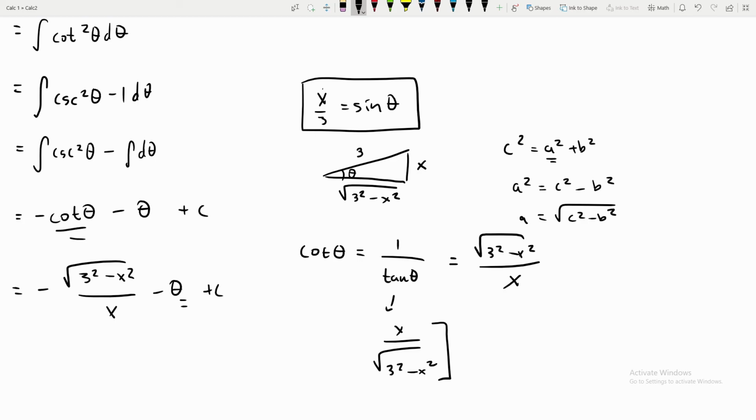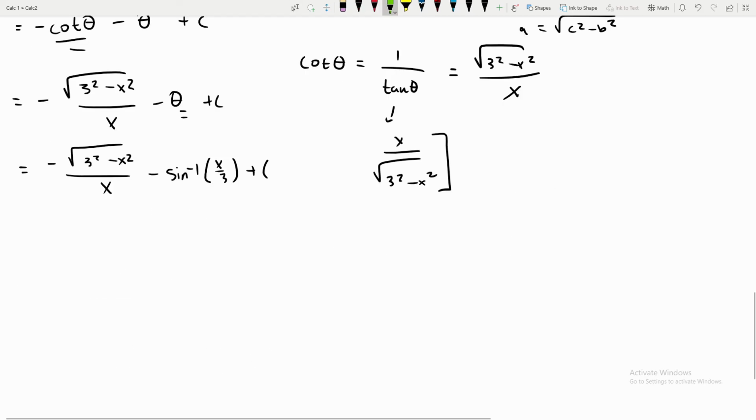However, what is theta? Well, we can use this formula right here to solve for theta. It's nothing complicated. All we need to do is take the inverse sine. So this is going to be sine inverse of x over 3, and this is going to equal theta. So we make our last substitution, and we are done. So there we go. We have finished this integral.